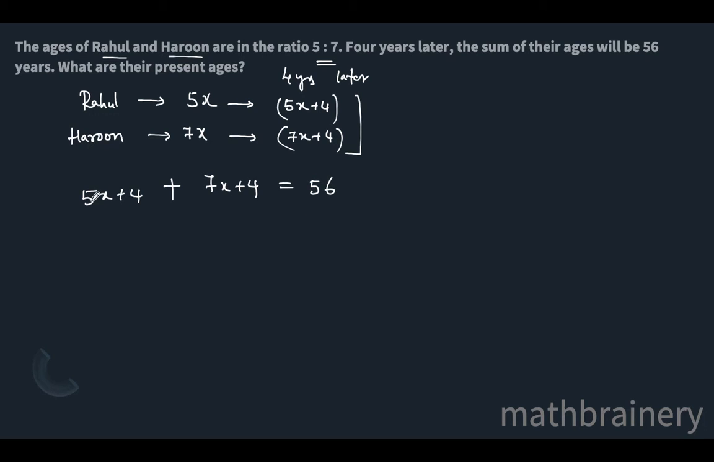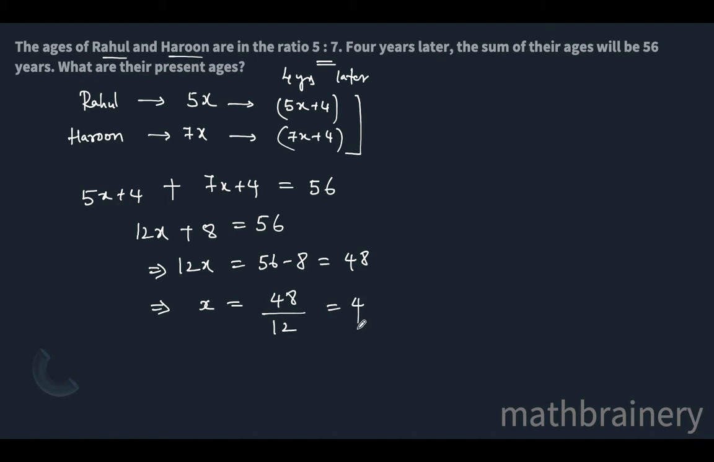Let's simplify this now. 5x plus 7x is 12x, 12x plus 8 is equal to 56. That implies 12x plus 8 is equal to 56. So to solve for x, we are going to transpose this 8 to the right hand side. You get 12x is equal to 56 minus 8, which is 48. That implies 12x is equal to 48. What does this imply? x must be 48 upon 12, which is 4.